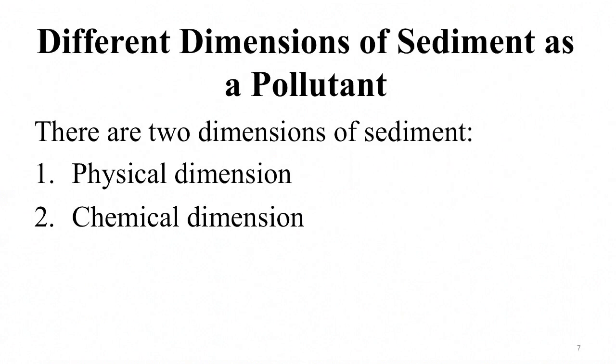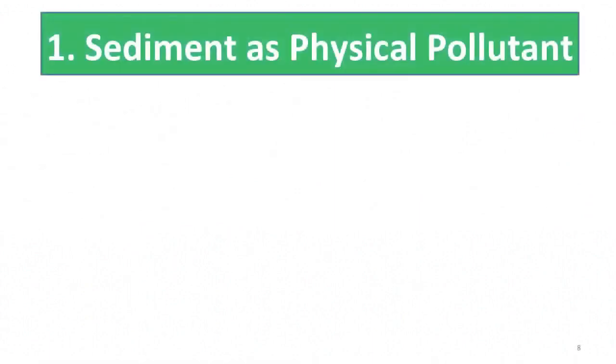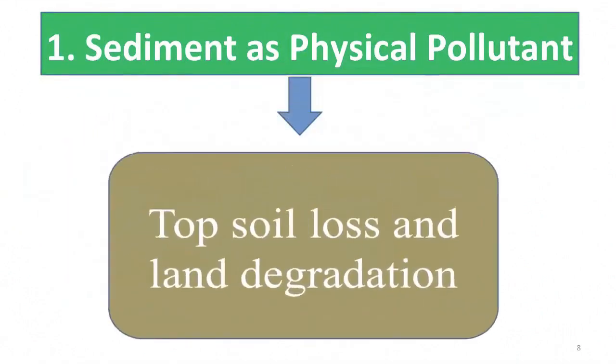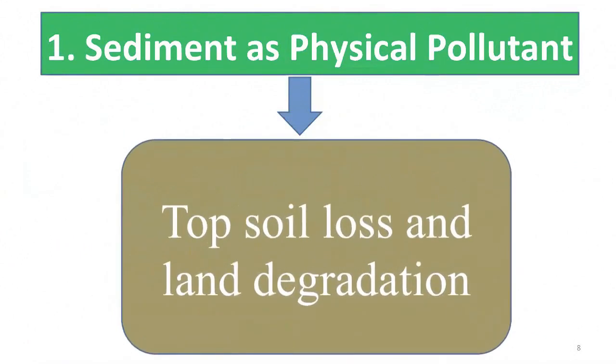So there are different dimensions of the sediment that work as a pollutant. Basically, there are two types of dimensions: the physical dimension and the chemical dimension. The first one is the physical dimension. If the sediment works as a physical pollutant, it causes topsoil loss and land degradation by gullying and sheet erosion, which leads both to excessive levels of turbidity in receiving water and to off-site ecological and physical impact from the deposition in the river and lake beds.